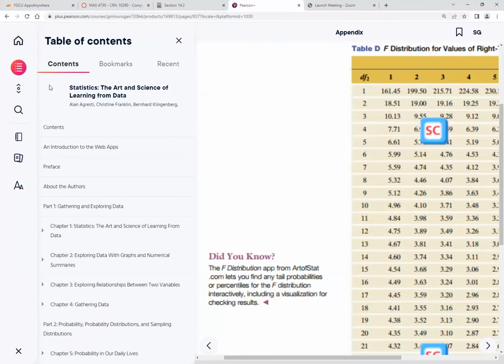So 5.79. Should we reject the null? The test statistic is 2.5. The critical value is 5.79. 2.5 is right over there. So the conclusion, once again, is to not reject the null.